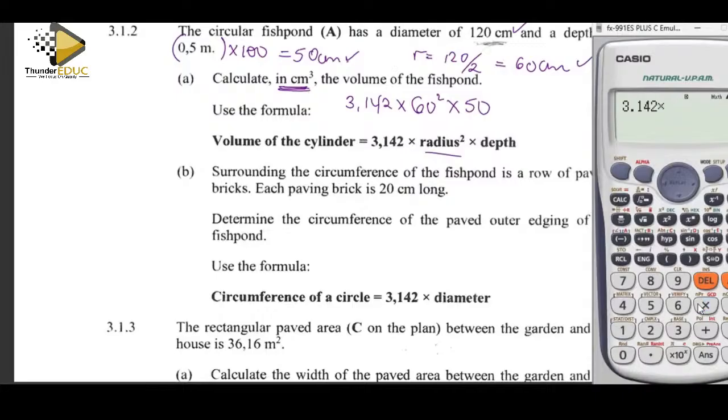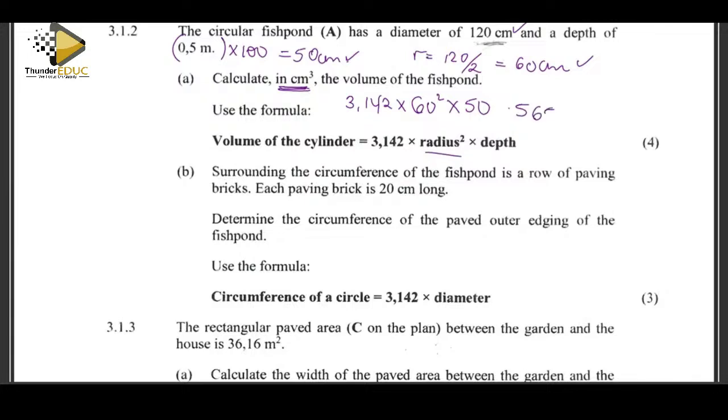3,142 times 60 squared times 50. So we have the answer as 565,560 centimeters cubed. Okay.